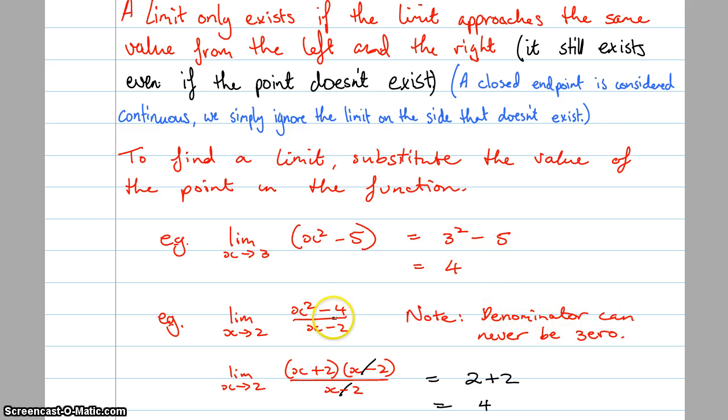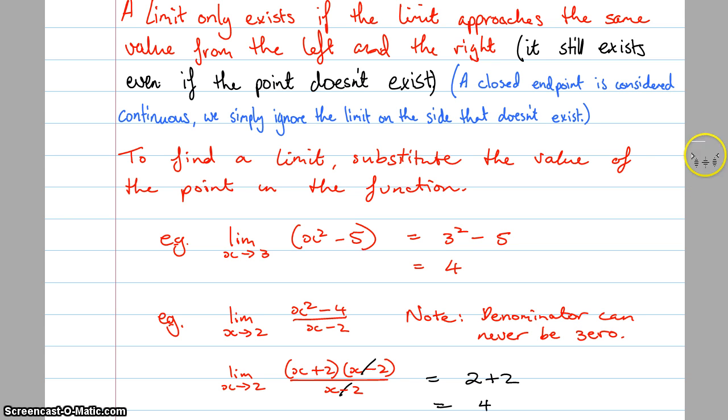So what we need to do is factorize the top. We get x plus 2, x minus 2, and then we can cross off these common factors, because we know that x doesn't actually equal 2, it's just approaching 2. So as x approaches 2, the y value will approach the value of 4. That's kind of how we can do limits.